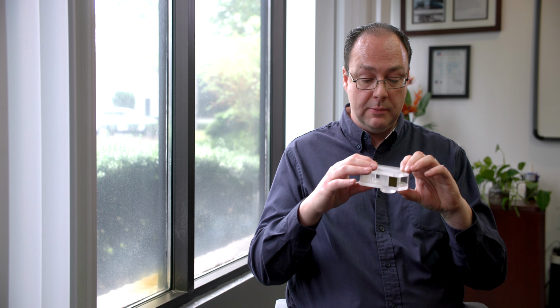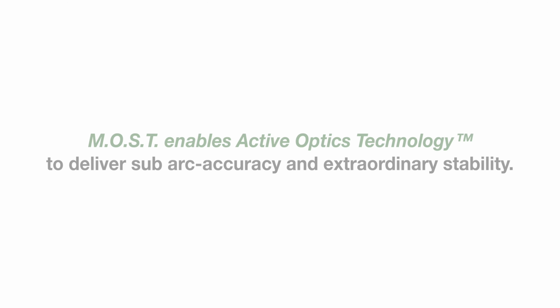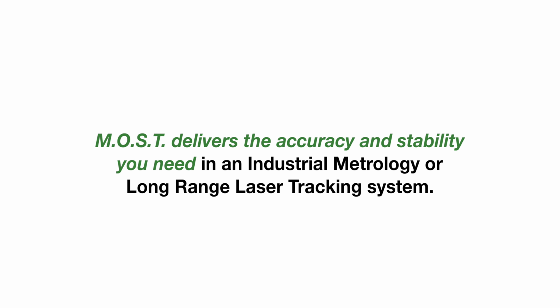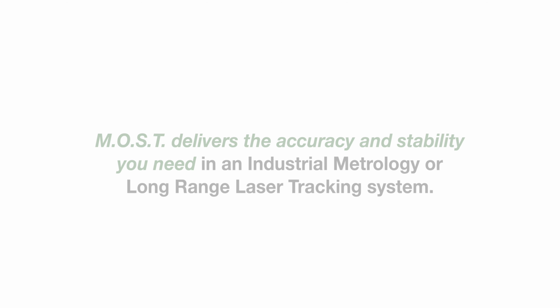So this is entirely one material, all glass, all the optics, all the structure, entirely one material, which means that this is very stable over time, temperature, shock and vibration. So the monolithic optical structure technology really enables the active optics technology in terms of delivering the accuracy and stability that you need for an industrial metrology system or a long-range laser tracking system.